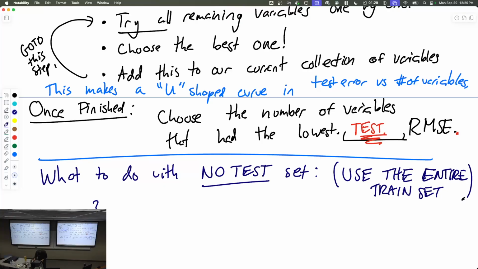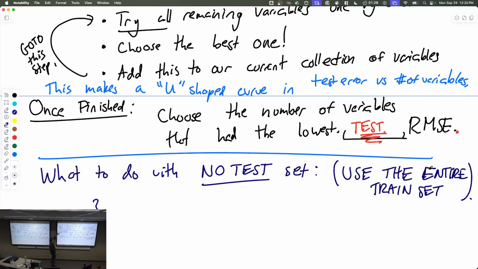Okay. So up until now, we've been using the test set to make decisions like how many variables we're going to use. And when you're done, once you have made your decisions, you should rerun everything. Now that you've made your decisions, rerun everything using the entire train set. So I'll write that down. This is an important last step that people often forget.